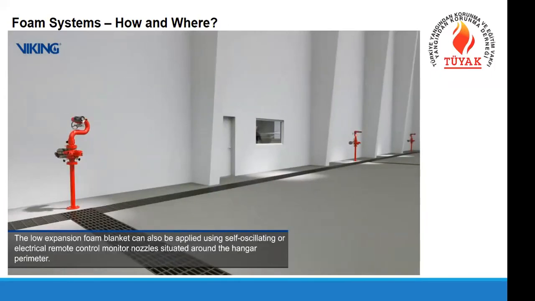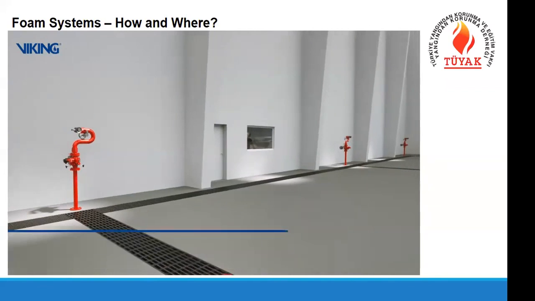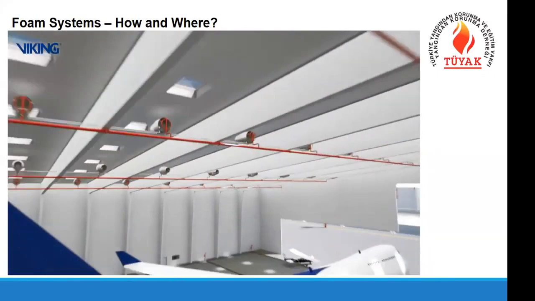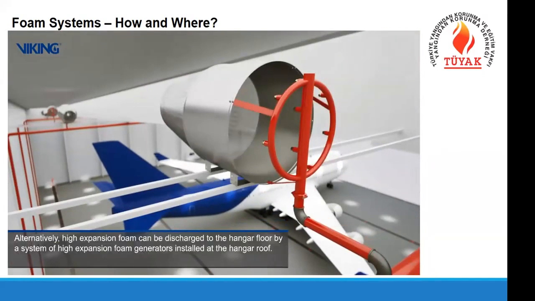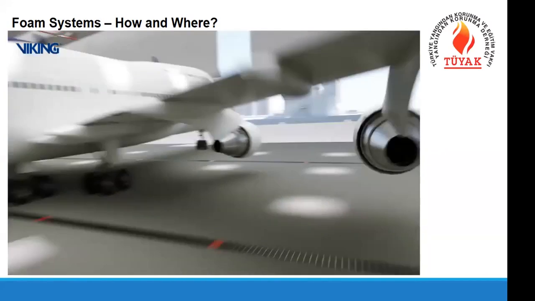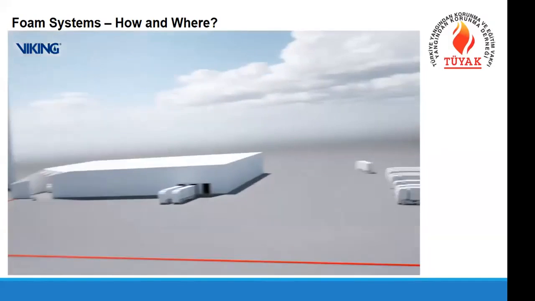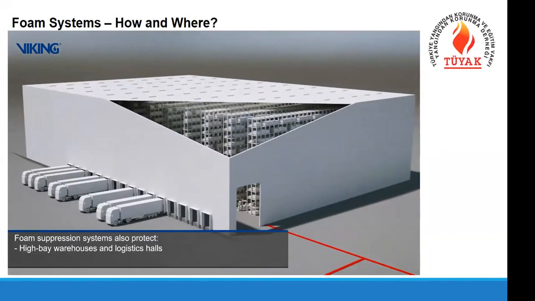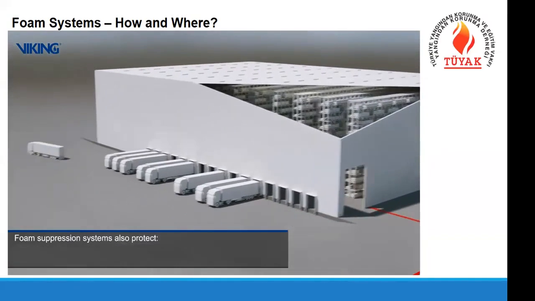And also we can use monitors in the hangars. Monitors are automatically oscillating monitors like we have in the fields for watering the plants, but it's for fire protection. For hangar protection, we also have high expansion systems that expand the foam to almost 1,000 times its original volume, so it fills up some height in the hangar or in the storage rooms.